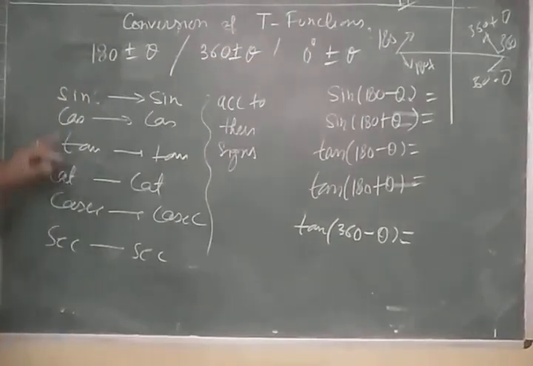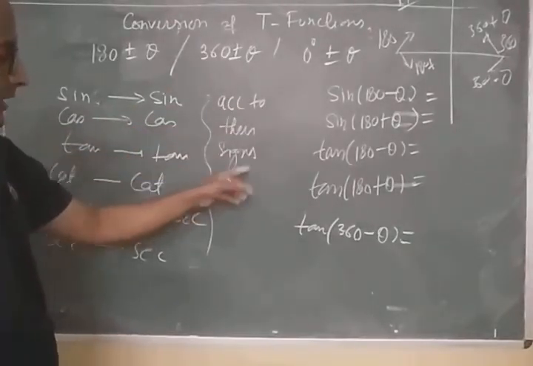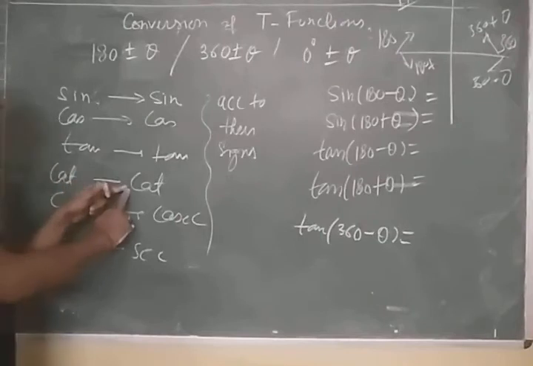Sine will remain only sine, means sine will not be converted into cos. Cos will not be converted into sine. These will remain the same according to their sign. Means cot will not convert into tan. Cot will remain cot, but here it may be negative cot or positive cot.